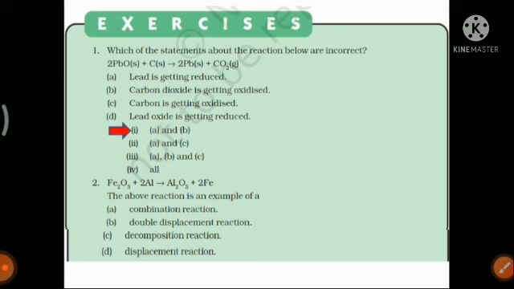The second question is very easy. There is a reaction where iron oxide is reacting with aluminium to give aluminium oxide and iron. So here, what is the meaning? There is a metal compound, which is iron oxide, and we have another metal, aluminium, which is attacking this compound to form aluminium oxide and iron. That is, aluminium, which is more reactive, is displacing iron to form a new compound. So this is a displacement reaction.